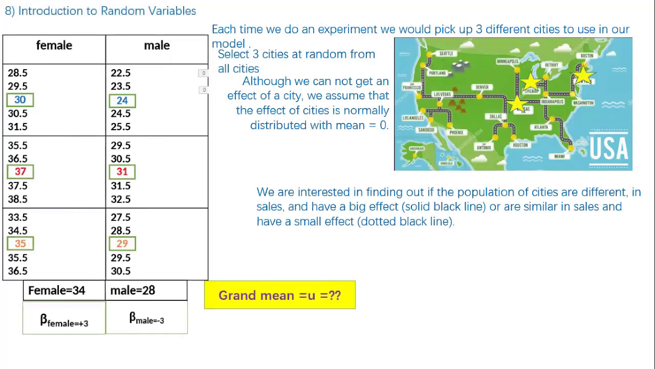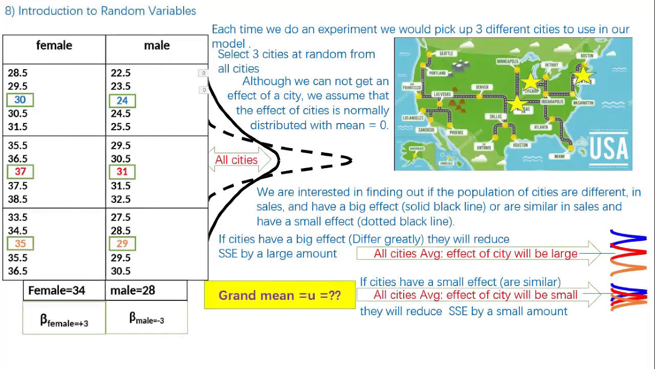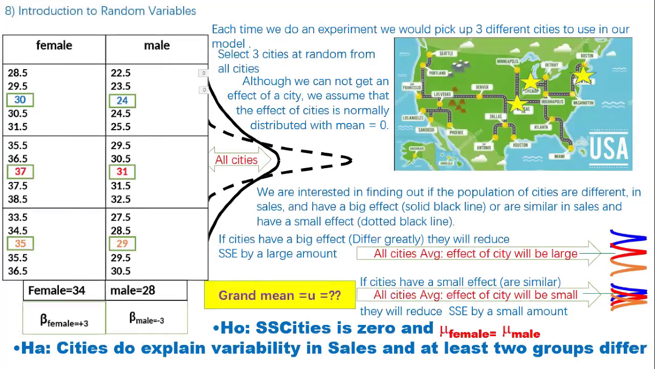We are interested in figuring out if the population of cities are different in sales and have a big effect. We can see the solid black line, or similar in sales and have a small effect, the dotted black line. If cities have a big effect, they will reduce the sum of squares variable by a large amount. You can see these 3 curves. Or if cities have a small effect, are similar, they will reduce the sum of squares variable by a small amount. You can see these 3 curves. So this is our hypothesis, H0 and HA.